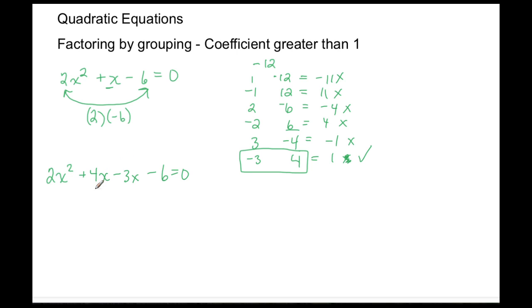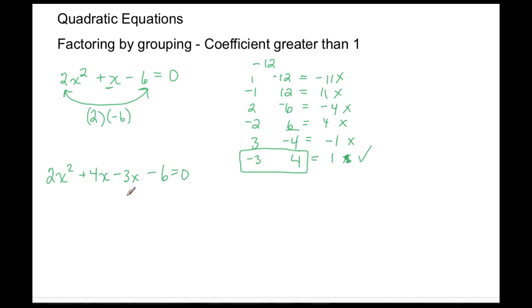And again, I need to reiterate, when I add these two middle terms, 4x minus 3x, I end up with a positive 1x. So all I did was restate this top equation in a different form. Nothing has changed. I'm just showing the same thing a different way.